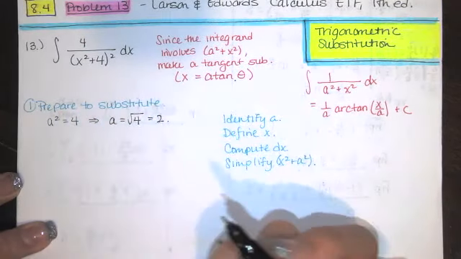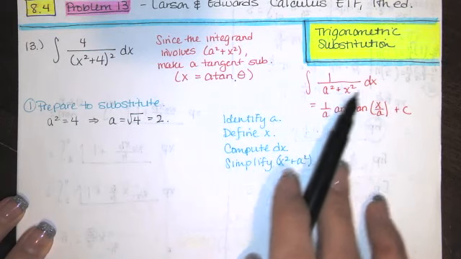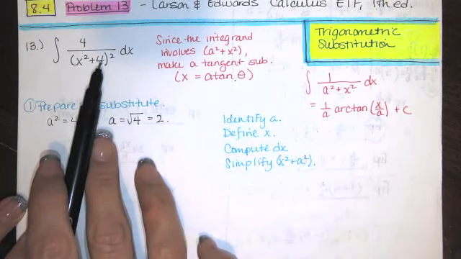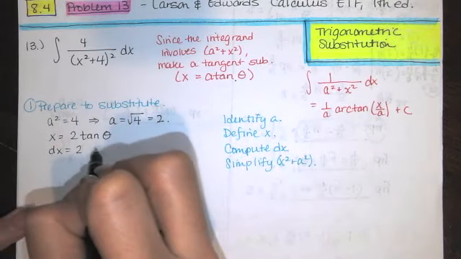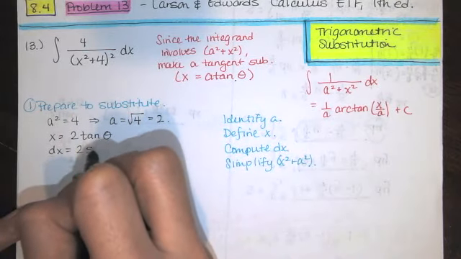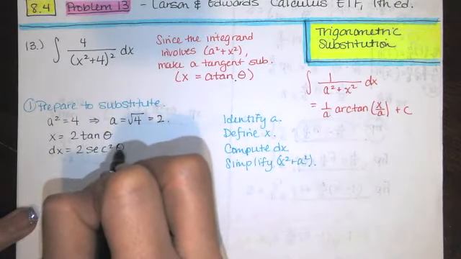Now I notice that this is in a different order than this, but remember this x is our variable. So this x is a variable as well. The a squared is the 4, it's not the x squared. Okay, so a squared is 4, so a equals 2, and then x will be a times tangent of theta because our integrand involved an x squared plus a squared. Then you compute dx. The derivative of 2 times tangent of theta is 2 times secant squared theta d theta.